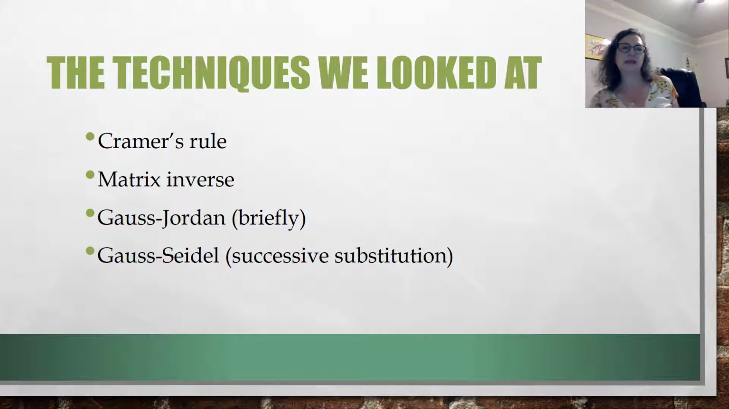In this lesson, we've looked at several techniques. Cramer's rule is one that is okay to do. It's a little bit of a pain in the neck on the computer, but it's possible. The matrix inverse technique is probably the most useful for linear equations. It is definitely the easiest to program in the computer, and it works very well. We talked briefly about the Gauss-Jordan method, and then more about the Gauss-Seidel method, which is successive substitution.